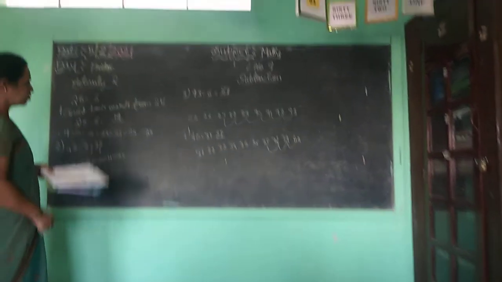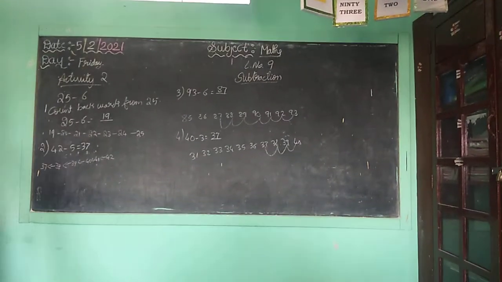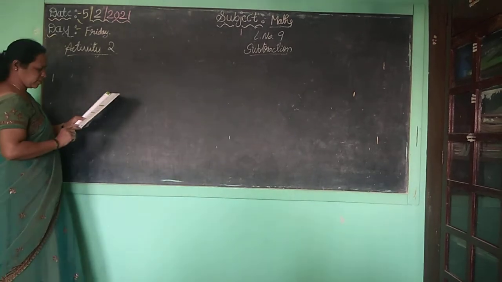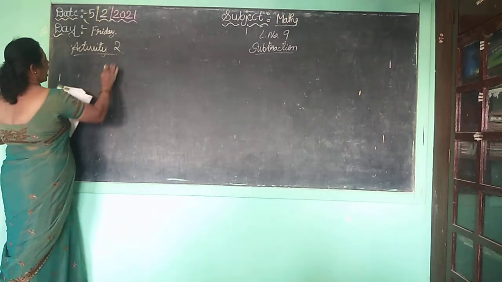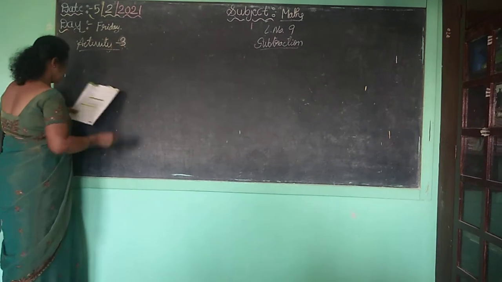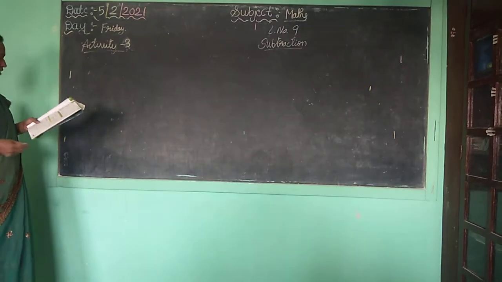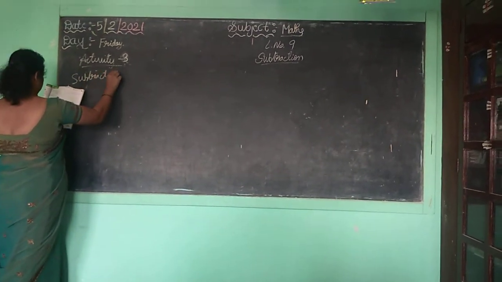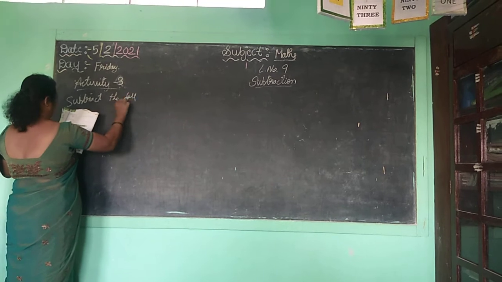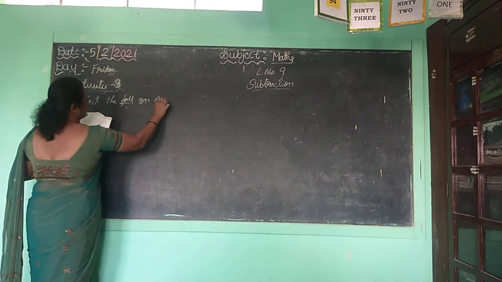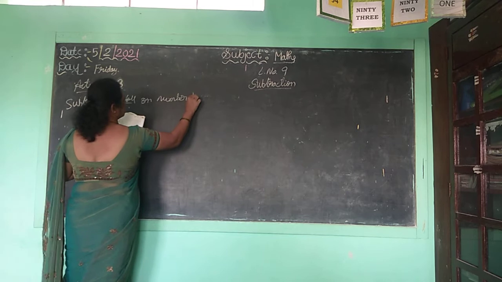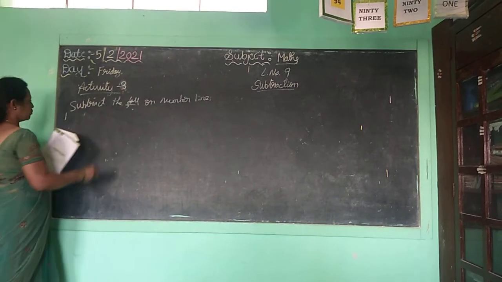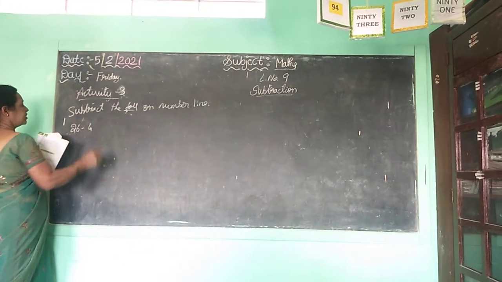Okay, now coming to activity 3. Okay, children, activity 3. Coming to page number 59 in your textbook. Activity 3. Okay, see what is there? Subtract the following on the number line. You have to subtract the following on the number line. Okay. First is what they have given: 26 minus 4. 26 minus 4.